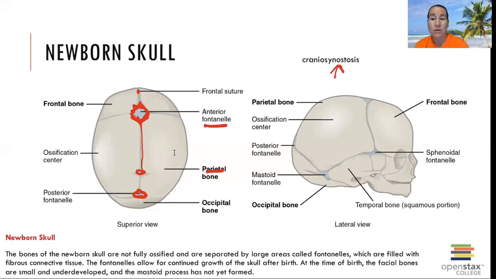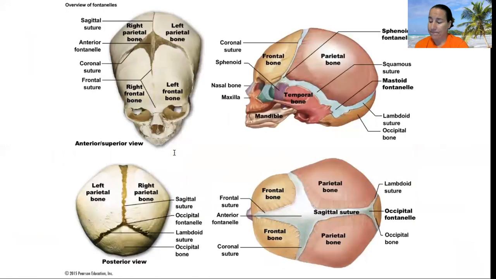But I do need y'all to know what are the soft spots. They are called fontanelles, and it is to allow and accommodate for brain growth going on in baby. Another picture, look at that big old soft spot right there.